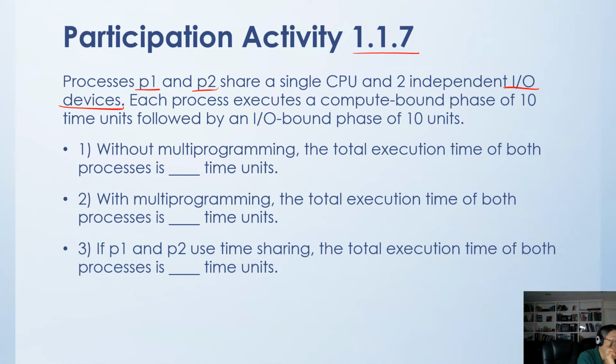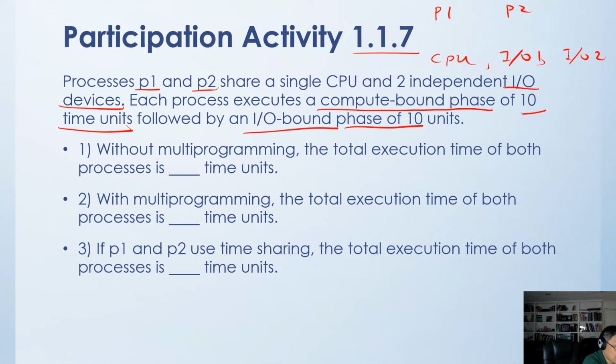Okay. Now you have two processes, process 1 and process 2, and you have three resources: the CPU, I/O device 1, and I/O device 2, right? Now each process executes a computer bound phase, or sometimes called a CPU phase, of 10 time units, followed by an I/O bound phase of 10 time units.